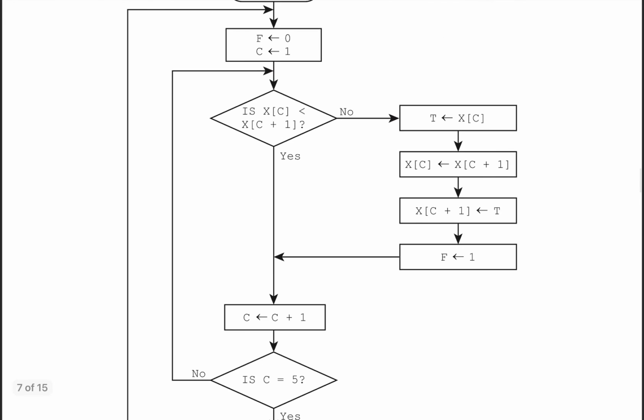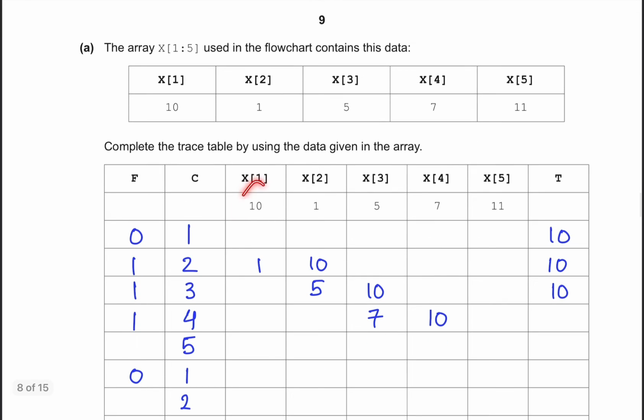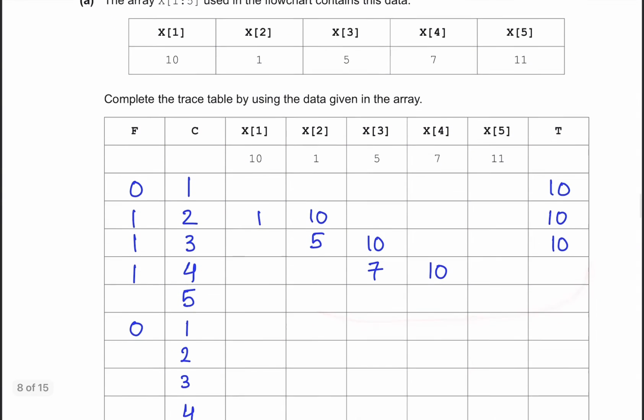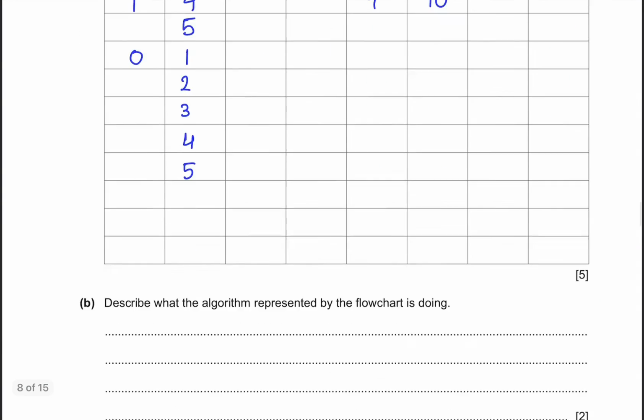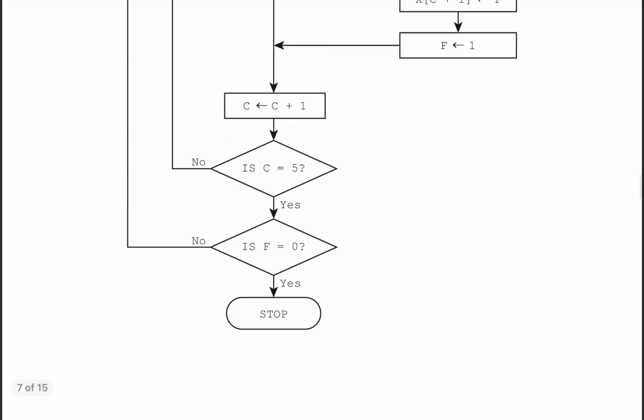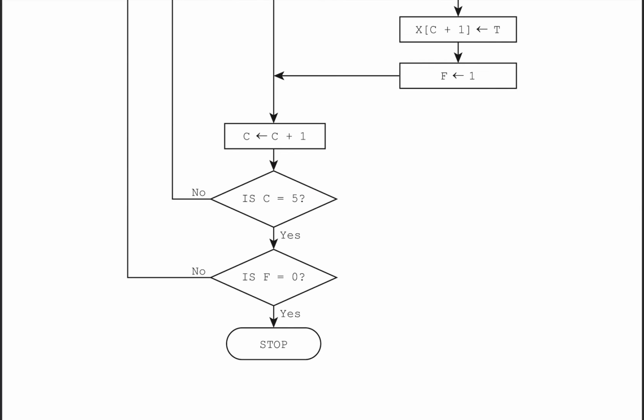So if it's no, it will go this side. If it's yes, it will come this side. So since it's no, T stores the value of X counter. The value of X counter was 10, so I stored 10 here. Then you'll move forward with the next 1, 2, 3, and this will increment: 1 plus 1 is 2, 2 plus 1 is 3, 3 plus 1 is 4. And then you will construct this table. This will go on until C is equal to 5. If it's yes, it will stop here.